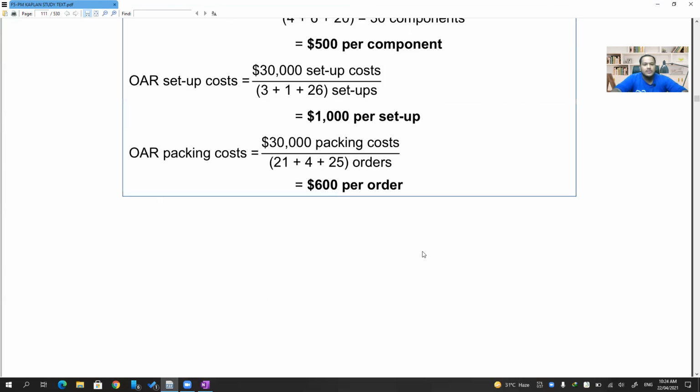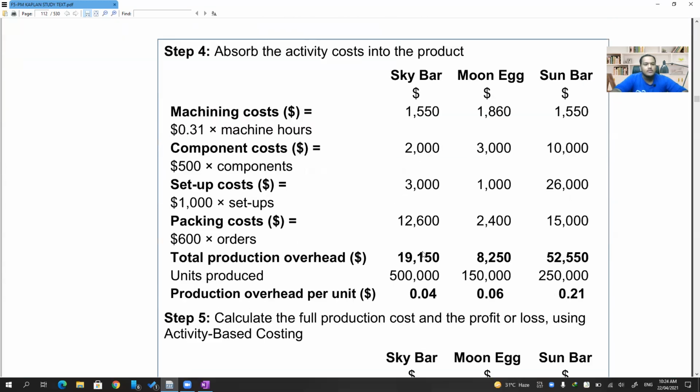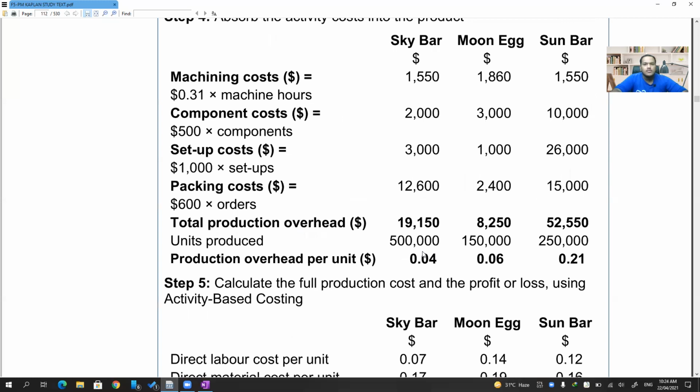Sir, am I making sense? Guys, please confirm, are you able to follow, or is there any ambiguity in these calculations? Understood? Nice. Okay.